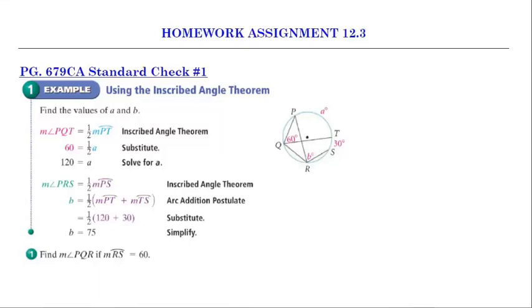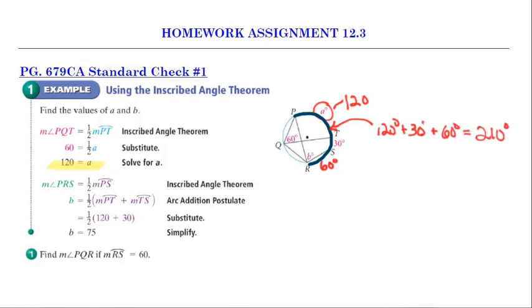Alright, so we're going to find the measure of angle PQR if we look at this. And we have to use some of the information that's given before. So we had that A was 120, and so that's 120. We've been given that RS is 60, so that's 60. So my whole arc is 120 plus 30 plus 60, or 210. And then to solve for my angle, if that's the angle I'm looking for, it's going to be half of my arc, which is going to be 105.